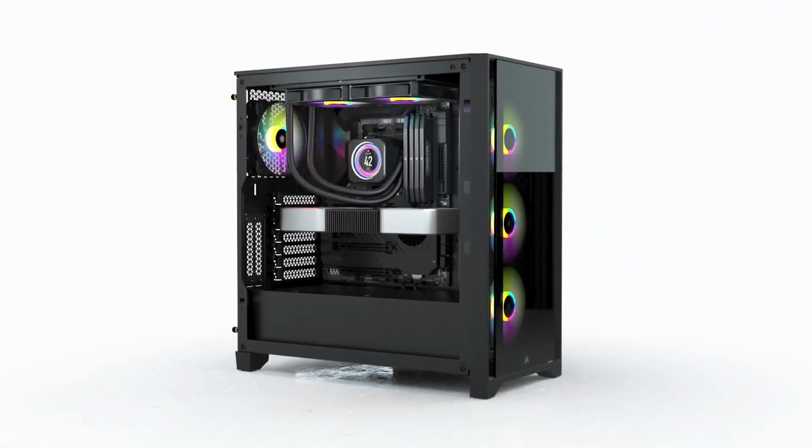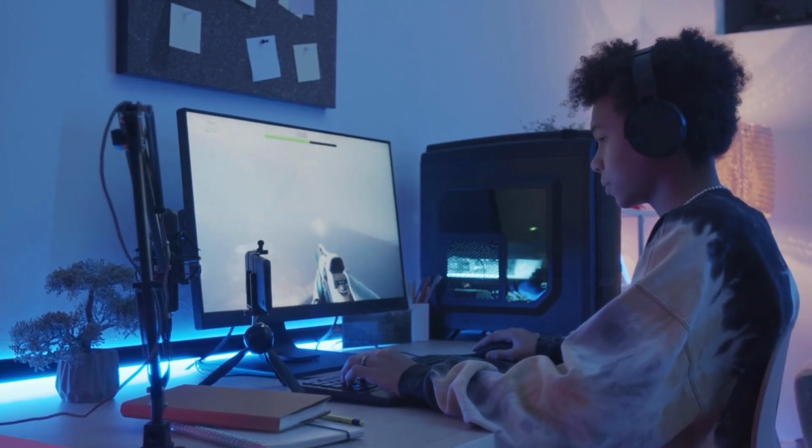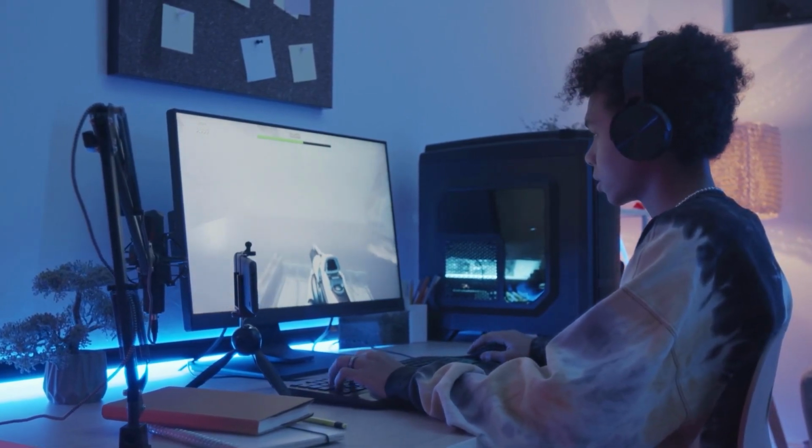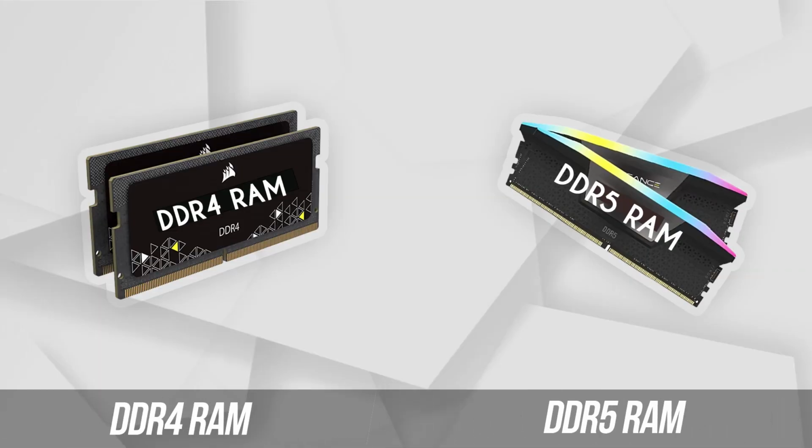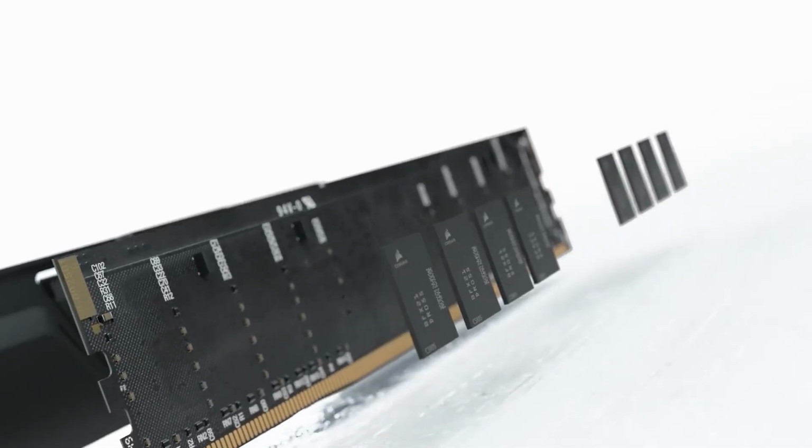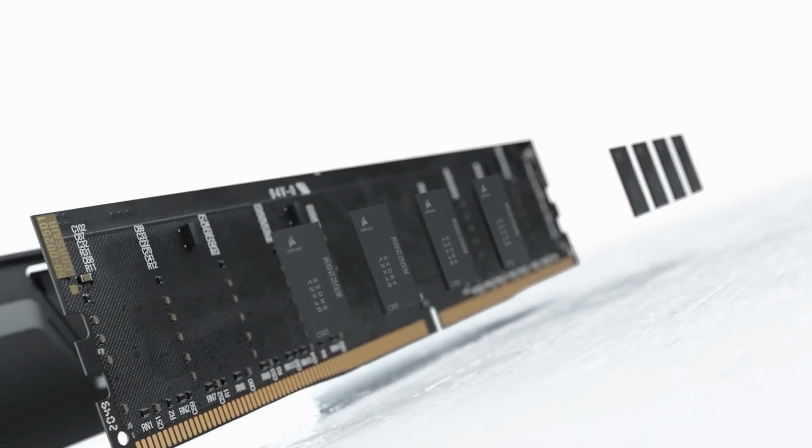Now that we've covered all the groundwork, let's get to the meat of the discussion. Which RAM should you purchase, DDR5 or DDR4? To be honest, it might take a couple of years before support and compatibility issues make the upgrade necessary.